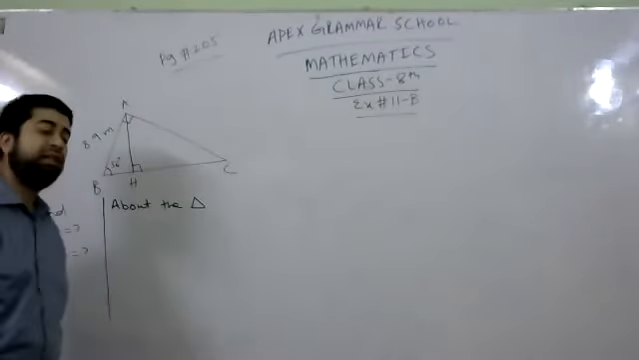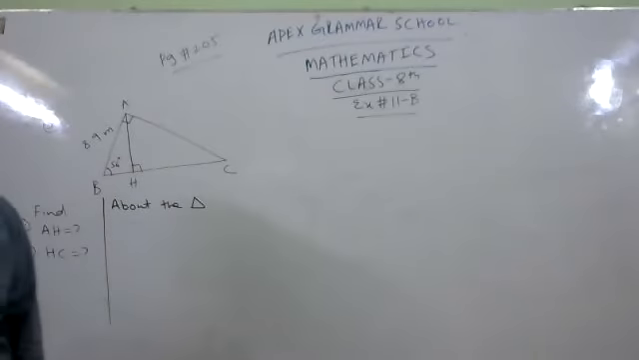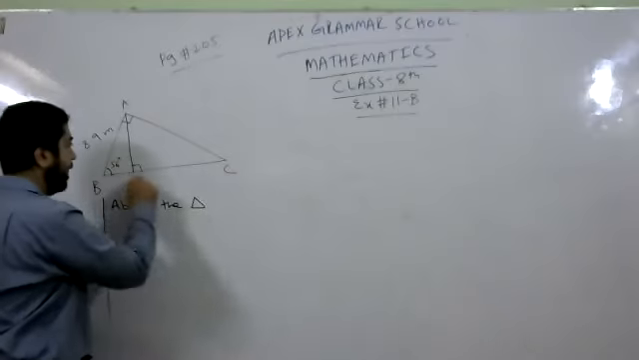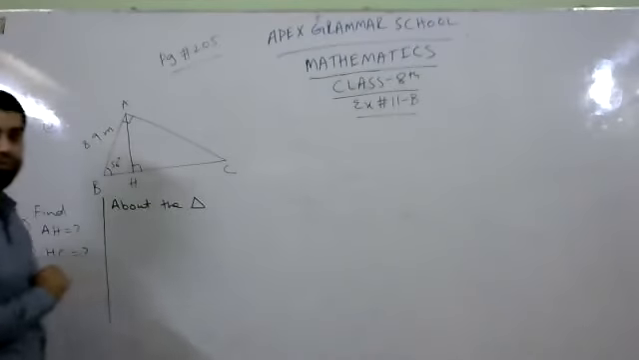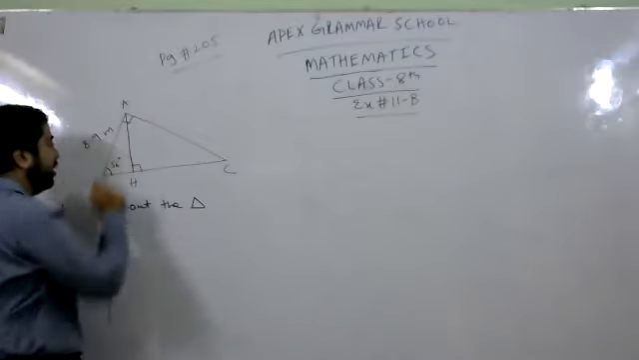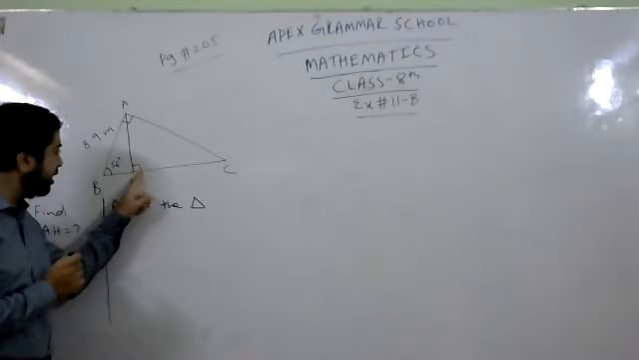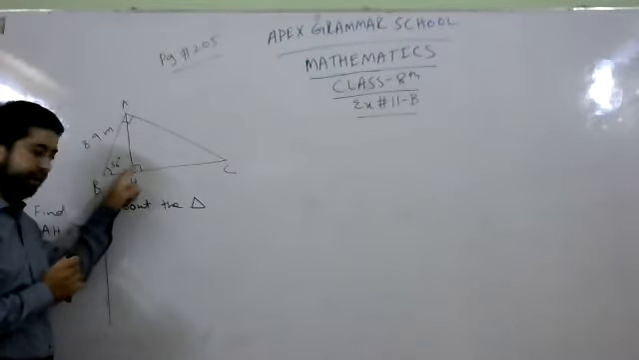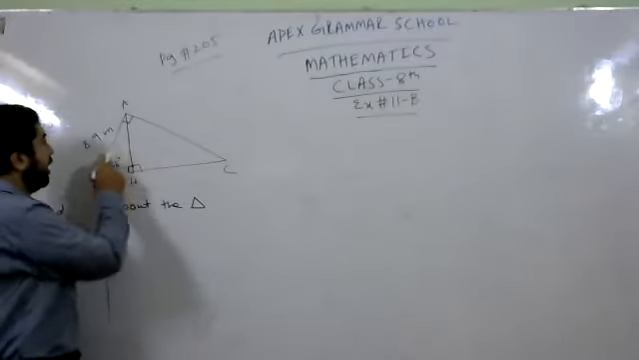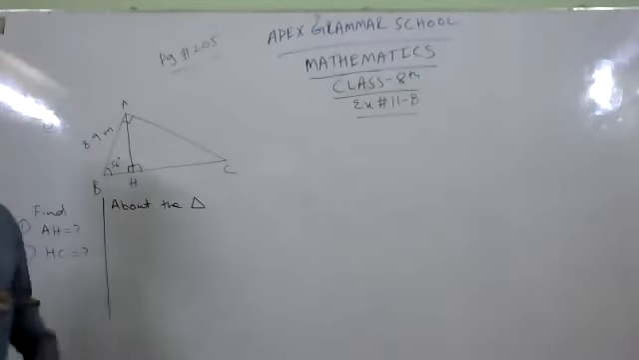I hope you get this. What is a right angle triangle? A right angle triangle is a triangle in which one angle is 90 degree. So AHC is the first triangle. Second triangle is ABH. If this angle is 90 degree, then this angle is also 90 degree. ABH is also a right angle triangle.